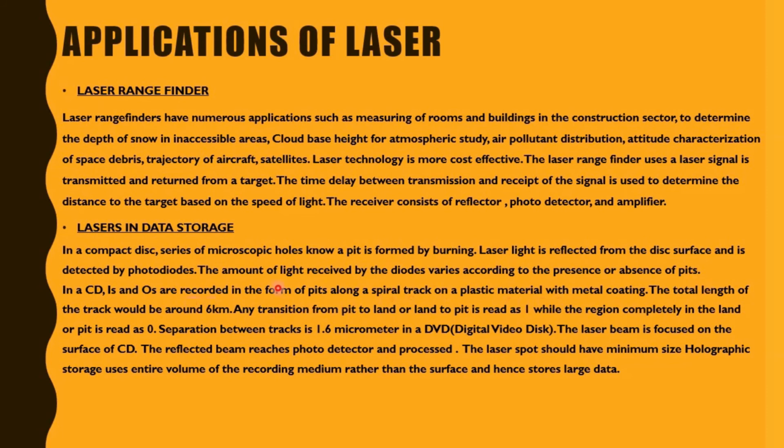The total length of the track would be around 6 km. Any transition from pit to land or land to pit is read as 1, while the region completely in the land or pit is read as 0. So what are 1s and 0s? You have to know: when it goes from pit to land or land to pit, it is read as 1, while the region completely in the land or pit is read as 0. Separation between the tracks is 1.6 micrometer in a DVD, that is digital video disc.